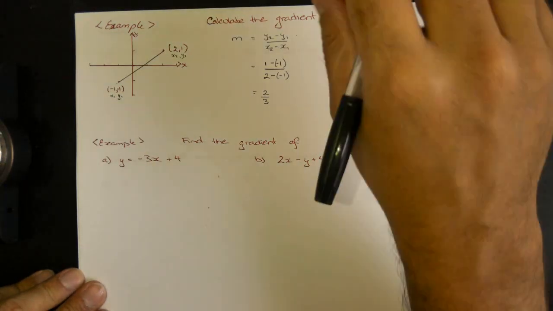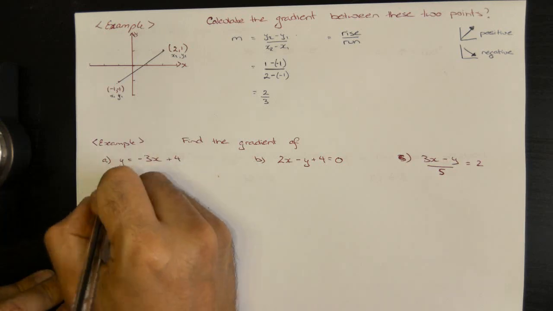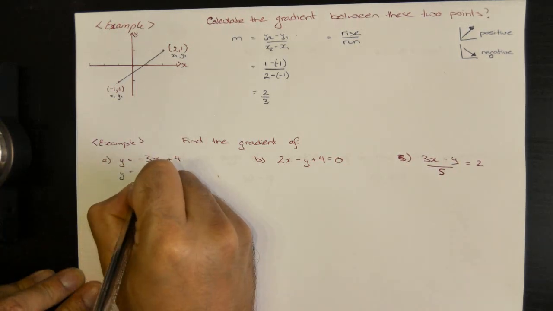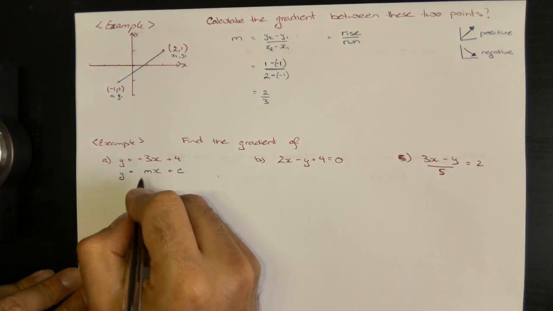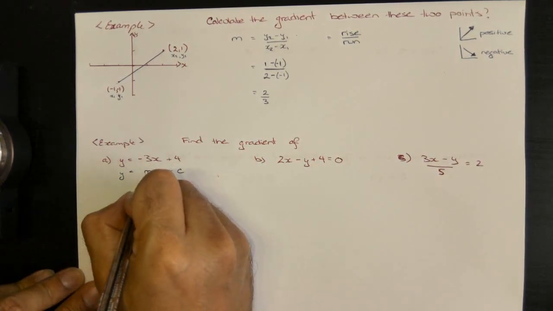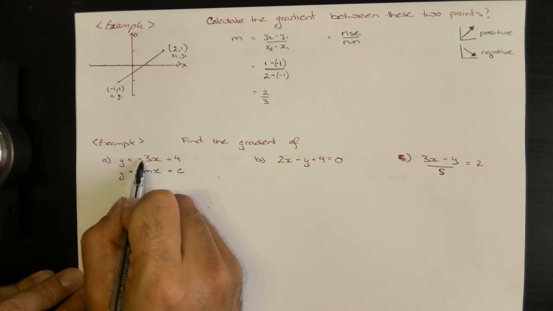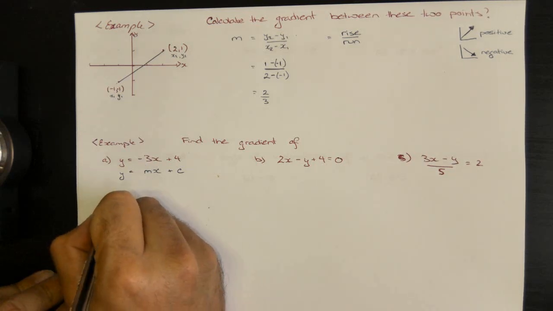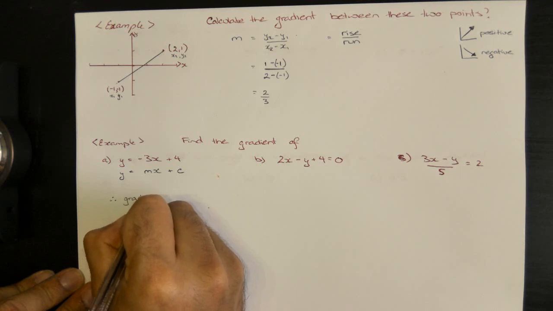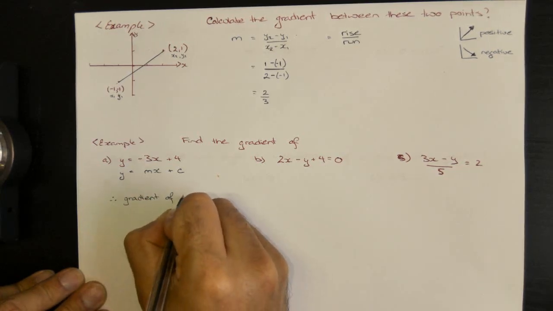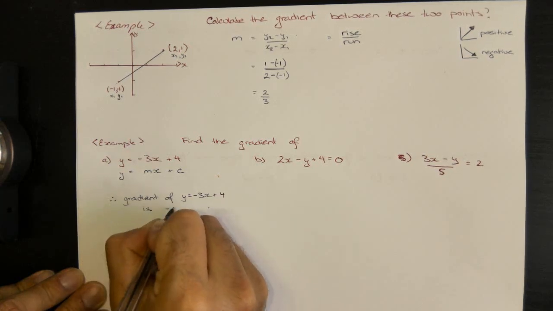All right, we want to find the gradient of the following. One of them is in the gradient intercept form. The gradient intercept form is y equals mx plus c, where m is your gradient and c is your y-intercept. So here my m value is negative 3. Therefore the gradient of y equals negative 3x plus 4 is negative 3.